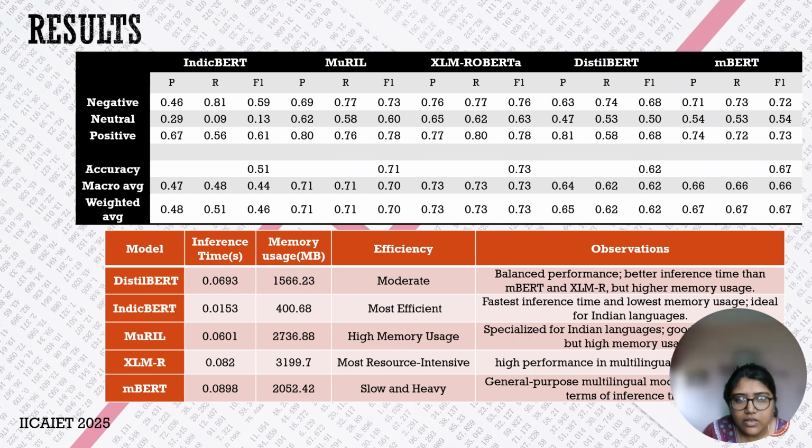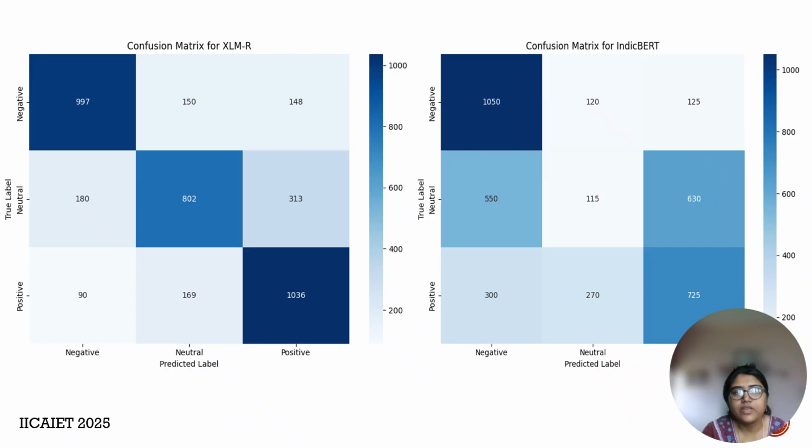But we can see XLMR, which gives the better results, takes much more memory and also takes more inference time. So when we have the better resources, then only we can use these models. Otherwise, it is difficult for these models.